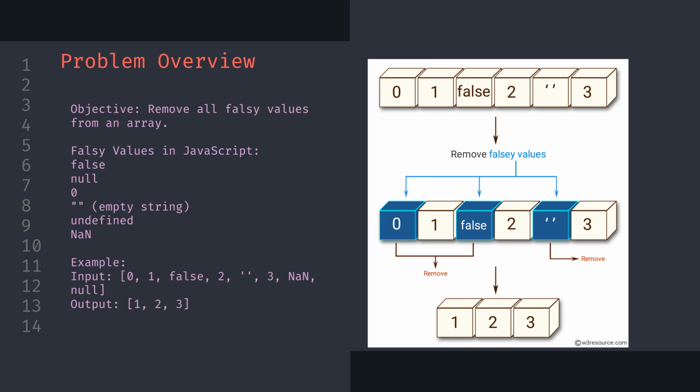In JavaScript, falsy values are values that evaluate to false in a Boolean context. These include false, null, zero, empty strings, undefined, and NaN. Our objective is to filter out these falsy values from a given array, leaving only truthy values. For example, given the array 0, 1, false, 2, empty string, 3, NaN, null, the result after filtering should be 1, 2, and 3. This operation is especially useful when cleaning up data before further processing or analysis.